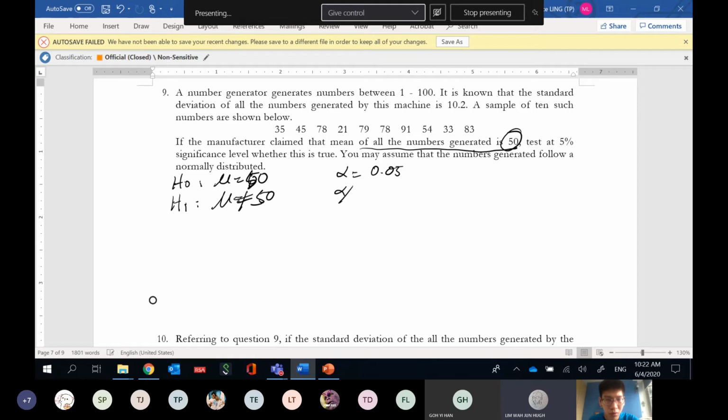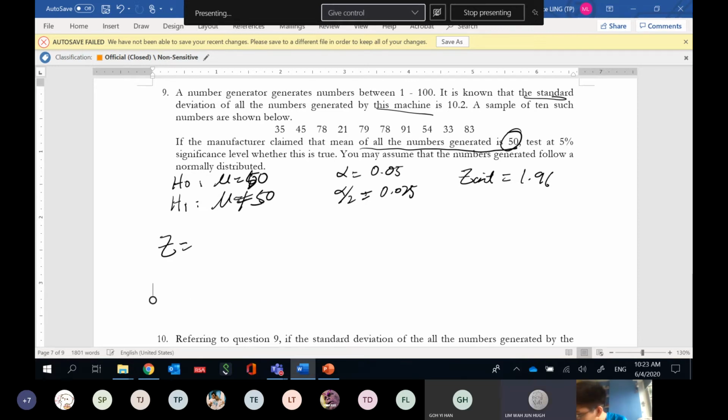You need to change it to alpha divided by 2, which is 0.025. Do you use a t-test or z-test here? Z-test, because you have the population standard deviation. So with the z-test, your z critical is 1.96.